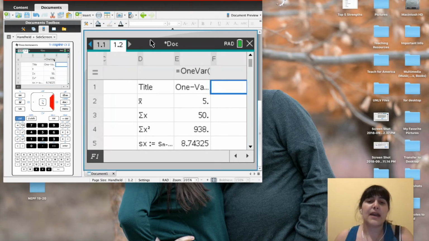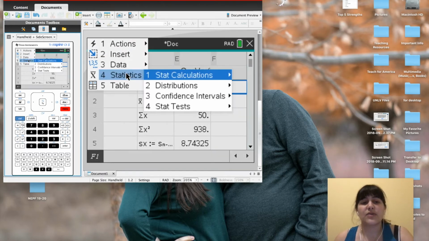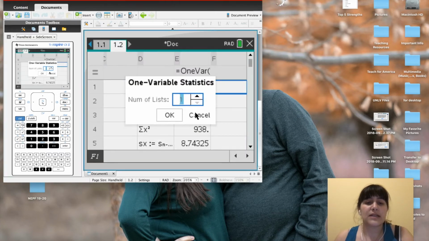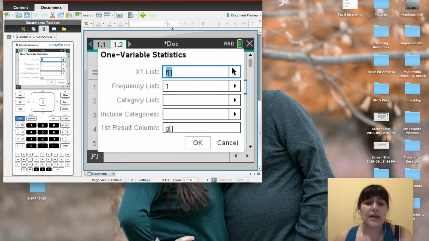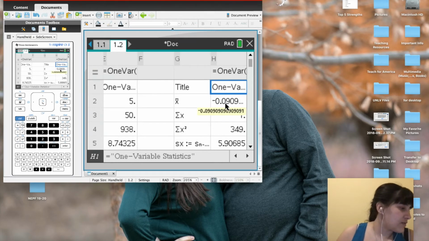All right. And then I'm going to run it one more time on the other data set, the placebo. So statistics, stat calculations, one variable statistics, one list, and my X list this time is placebo. And then there's my result column. Okay. So here is my value right there.